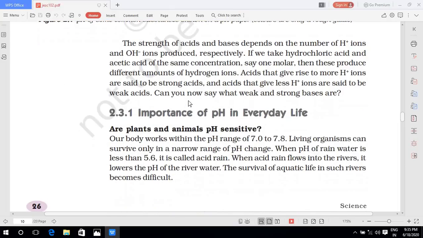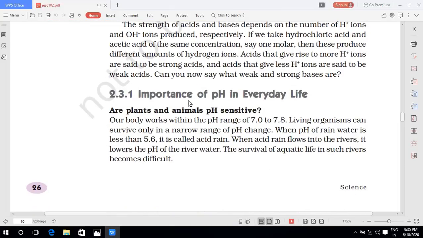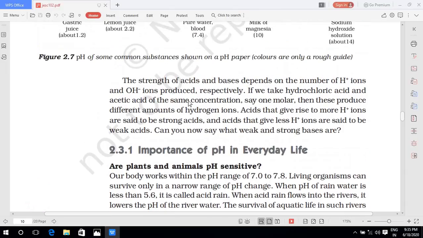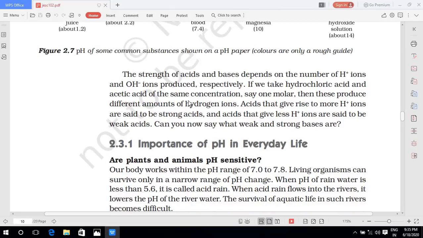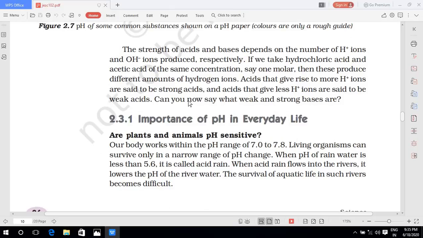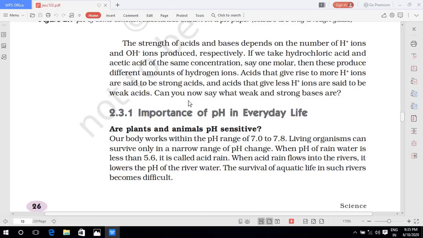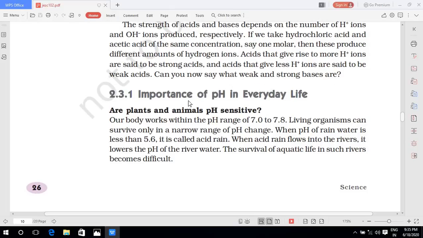Importance of pH in everyday life. Now pH means the strength of whether the solution is acidic or basic. It is very important in our daily life. If it is too acidic, it's not good. If it is too basic, it's not good.